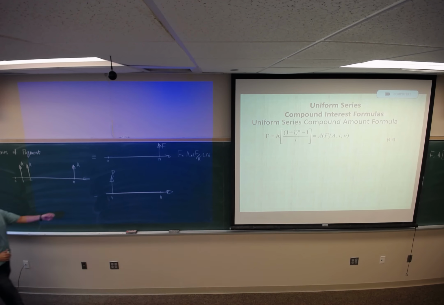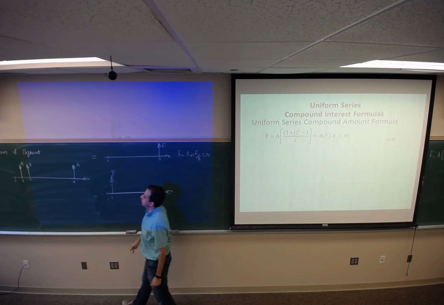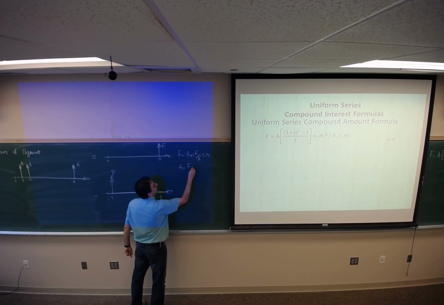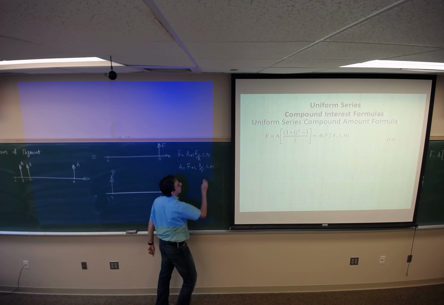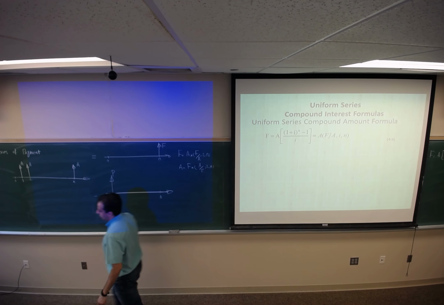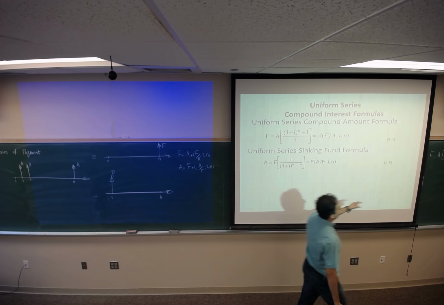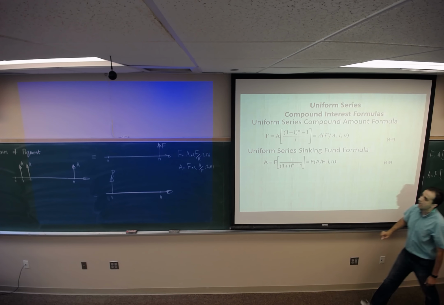But you can say if F is given, I would like to find what would be the A which is equivalent to that. Just inverse this and say A would be F times inverse this. F is given, we are looking for A at the interest rate of i and over n periods of time. We call it uniform series sinking fund formula. A would be F times i over (1 plus i)^n minus 1.